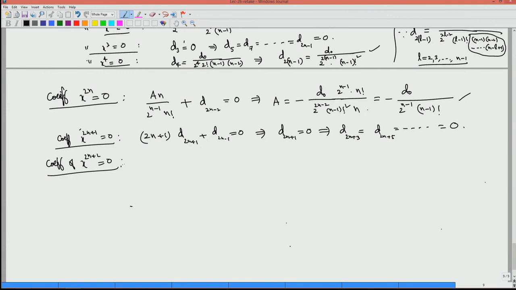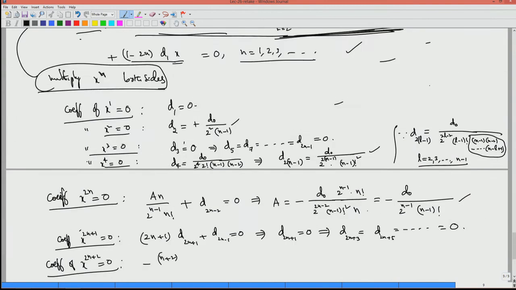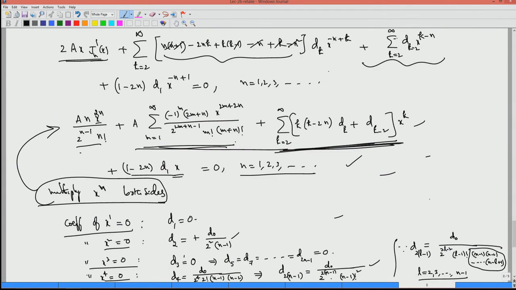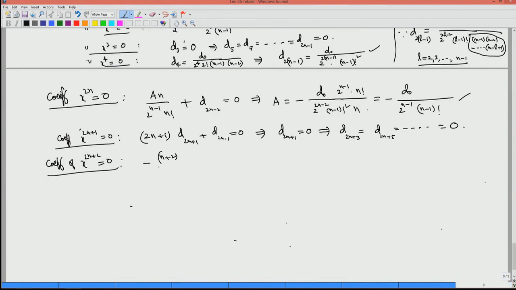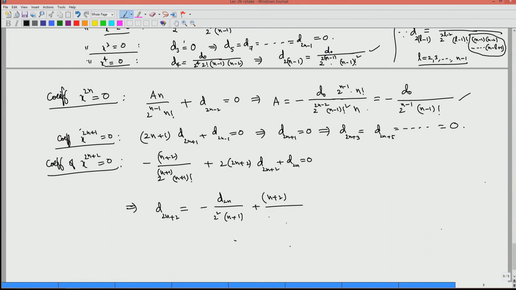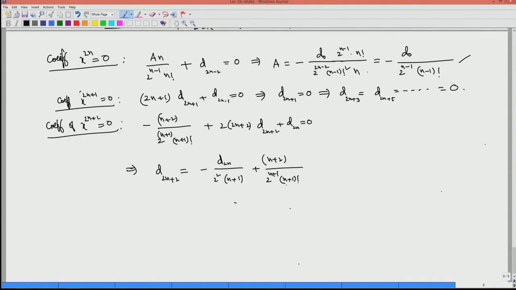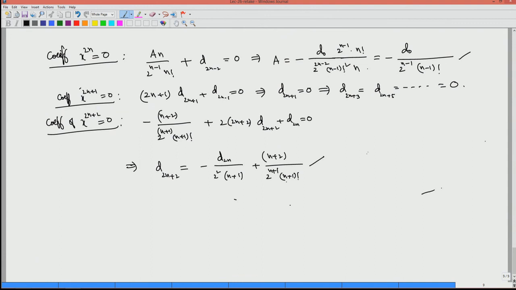If you do this now for x 2n plus 2, what you see is minus n plus 2. That means I picked up one term from here and one term here. Together, you write 2n plus 1, n plus 1 factorial, plus 2 into 2n plus 2 d 2n plus 2 plus d 2n equal to 0. This will give me d 2n plus 2 in terms of minus d 2n, over 2 square, n plus 1, n plus 2, 2 power n plus 1, n plus 1 factorial. So, this is one, but you see that so far all the coefficients are in terms of d naught, but this one is in terms of d 2n.